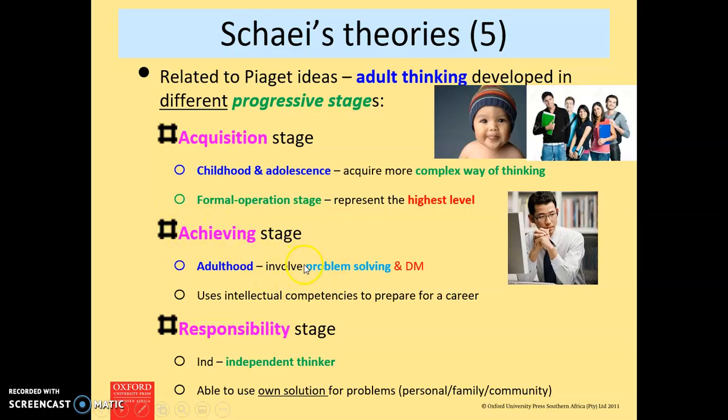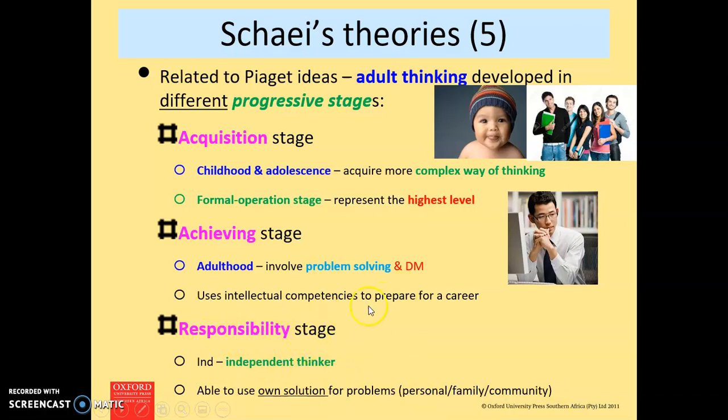Here at adulthood, individuals are more involved in problem solving and decision making. Because they need to solve problems and make decisions, they use more intellectual capacity. And at this age they also start to have a career, so they need intellectual capacity to manage the problems and manage the career. Responsibility stage: at this stage, after intellectual competency becomes completed and developed, they become independent thinkers, where they use their own solutions for problems. If they experience problems with the family, with personal life, with the community, they come up with their own ideas, their own solutions. So they are independent thinkers.